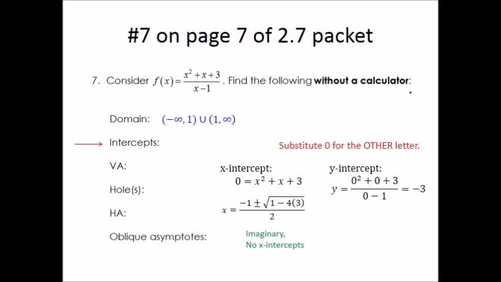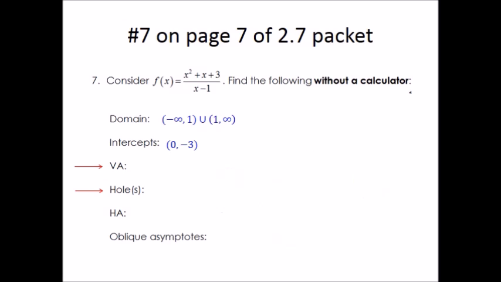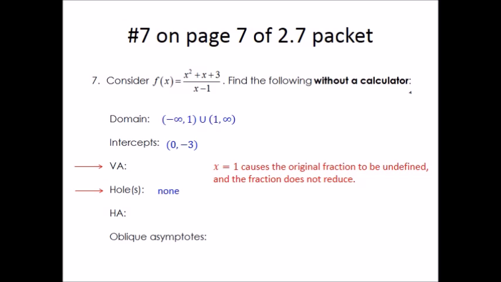Substituting 0 for x, I find that the y-intercept is negative 3. Since the fraction does not reduce, there's no possibility of having a hole in the graph. The x minus 1 in the denominator creates a vertical asymptote because it causes the rational function to be undefined at x equals 1.